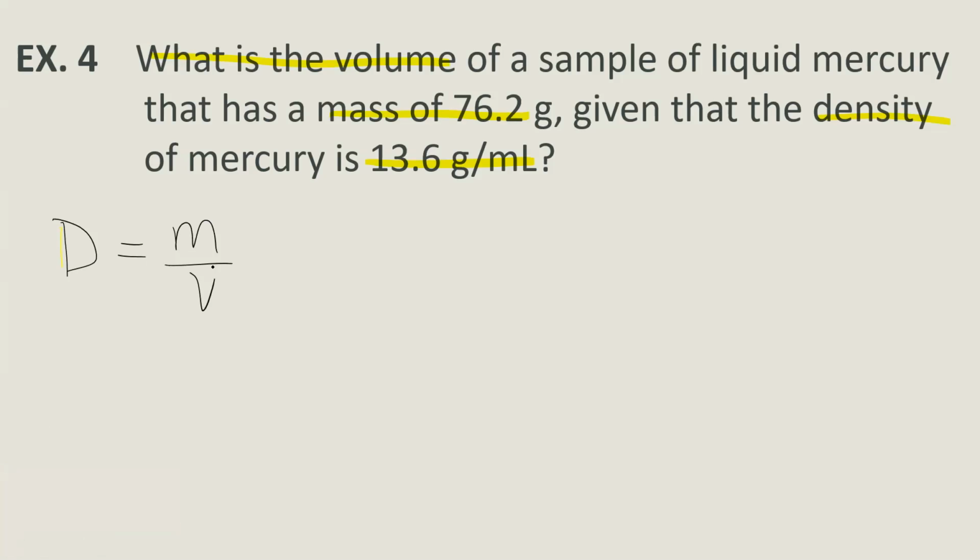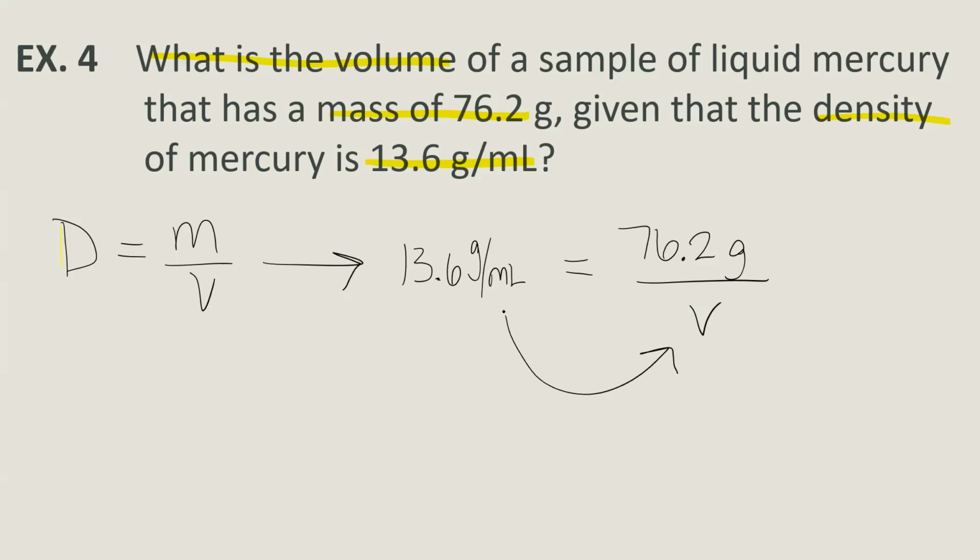Okay, so let's just plug in the numbers. So this is going to be density is D, 13.6 grams per milliliter, equals a mass of 76.2 grams, and I'm finding volume. Okay, so this is what it looks like right now. So what you have to do is you have to flip-flop these. Okay, algebraically, you would multiply both sides by V. Okay, that would cancel this out, and you would have volume times density equals mass.